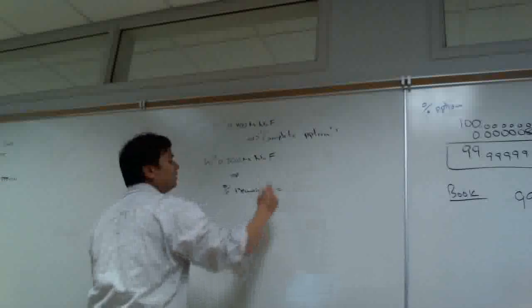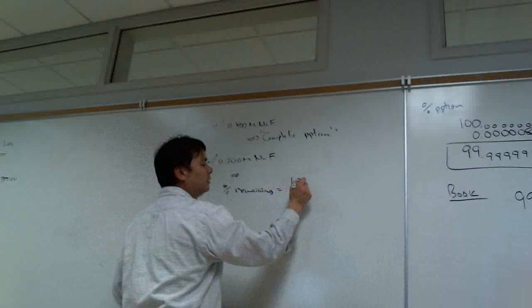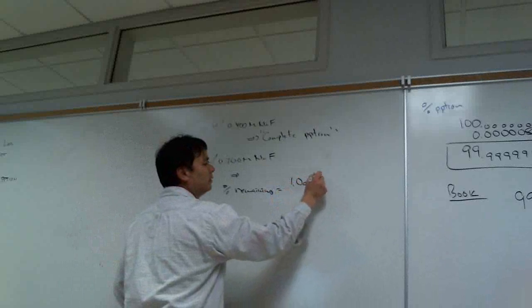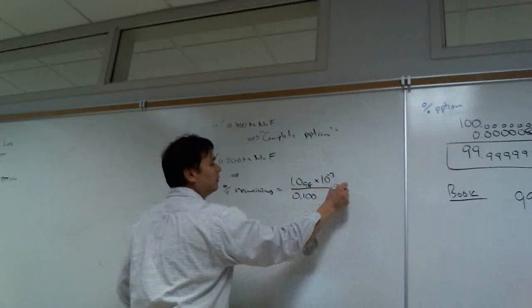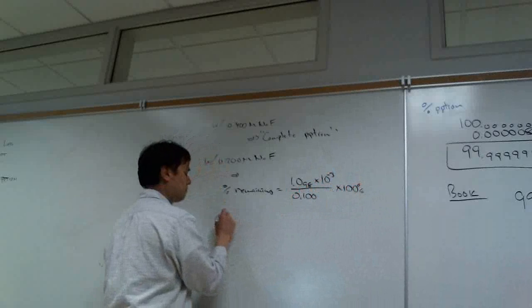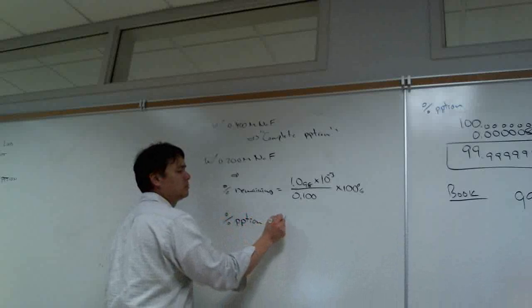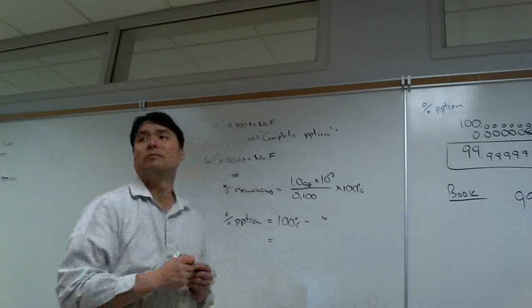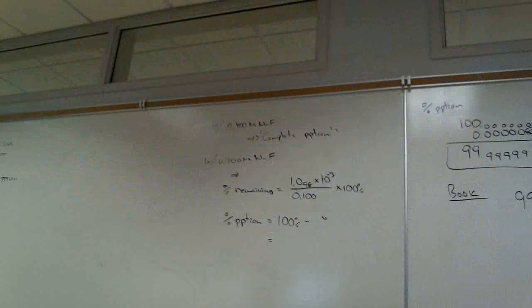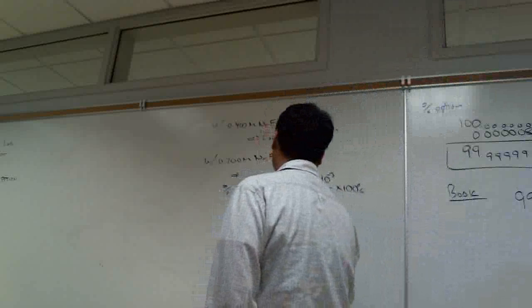Sodium fluoride. 1.09. 0.98, I think it's 93. Percent precipitation is just 100% minus this percentage. What does it come out to? 98.9.